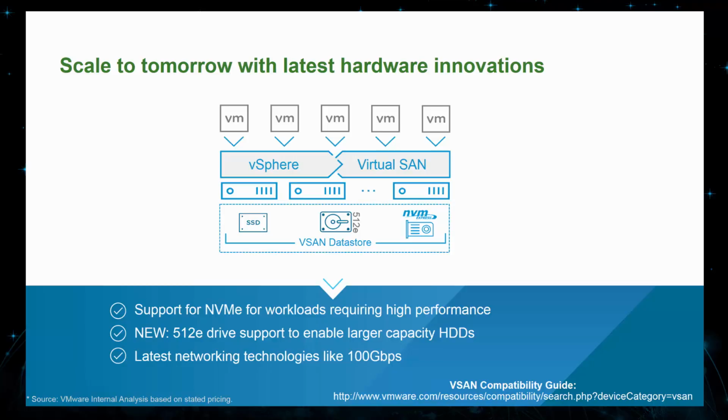VSAN will continue integrating with the latest enhancements in hardware for drives, memory, controllers, and servers. Also, VSAN is taking advantage of the latest hardware innovations in next-gen NVRAM, NVDIMM, etc. 512e drives will allow support for 1.8 terabyte 10K RPM drives for hybrid VSAN configurations.